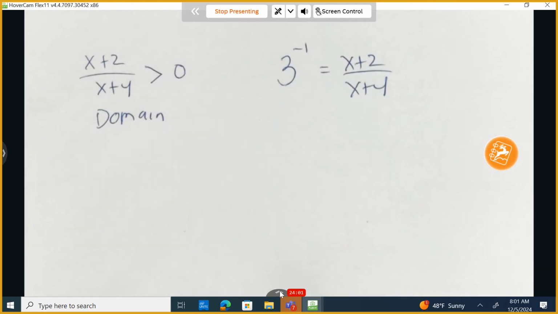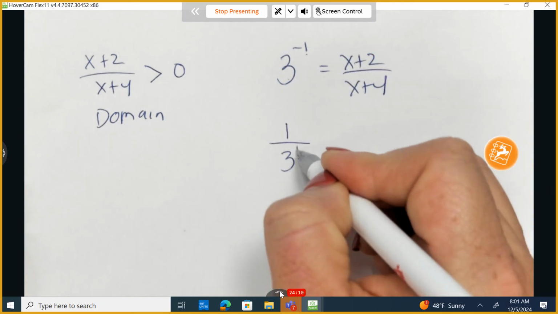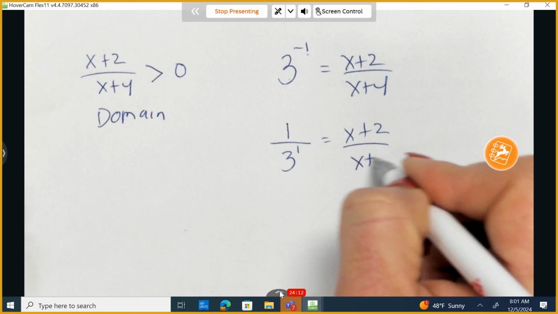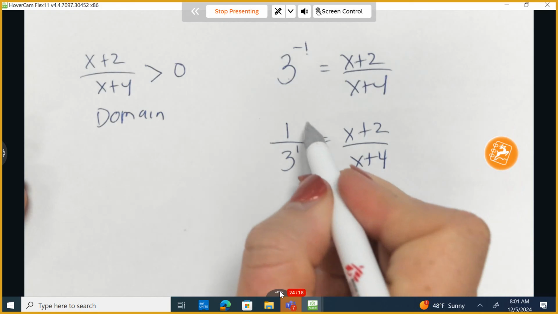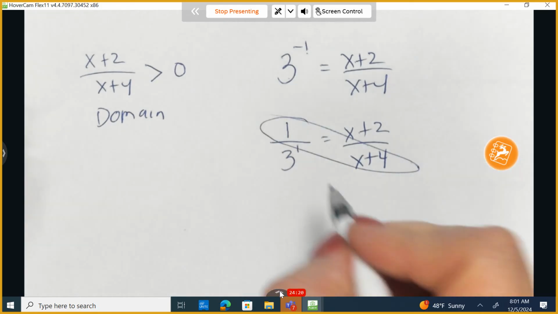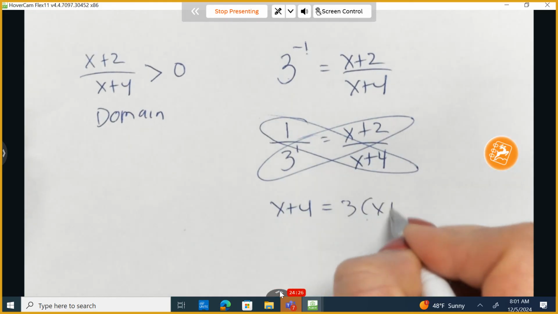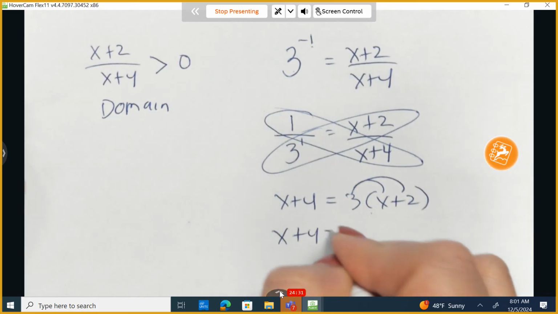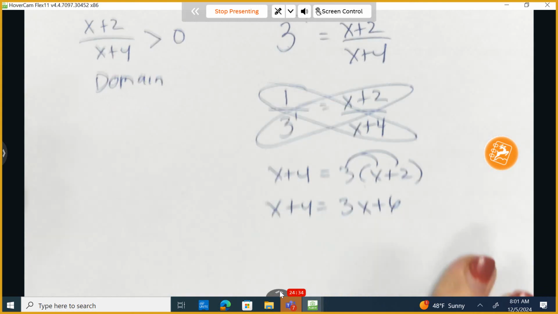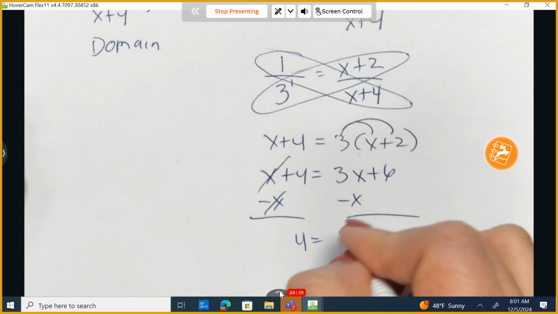Now, as Ms. Solano helped us with earlier in today's lesson, when you have a value raised to a negative exponent, you can write 1 over that quantity, and now the exponent becomes positive. So I have 1/3 equals x plus 2 over x plus 4. And now I'm going to go ahead and multiply this way. So 1 times x plus 4 is x plus 4. And I have 3 times x plus 2. I'm going to distribute and just do simple algebra here. 3x plus 6. And I'm just going to solve as quickly as possible for the value of x. So x plus 4 equals 3x plus 6.